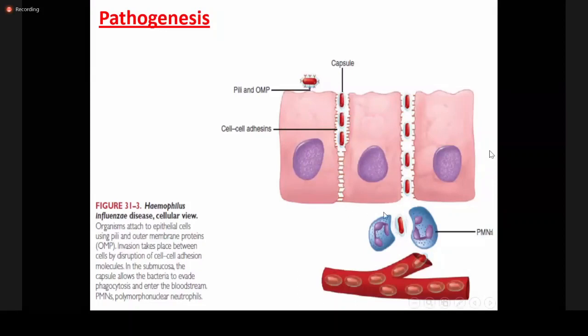And because they are encapsulated microorganisms, they can resist phagocytosis. This is a polymorphonuclear cell, you can see it. They resist phagocytosis, therefore they go to the blood and cause meningitis. So again, these microorganisms attach to the epithelial cells by their pili and outer membrane protein, and they go in between the cells to reach the submucosa and then migrate to the blood.